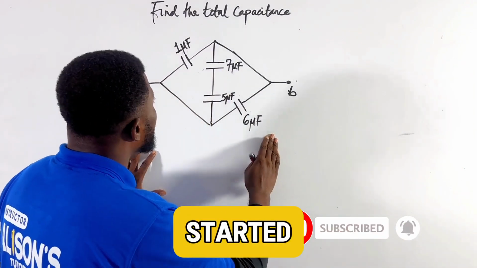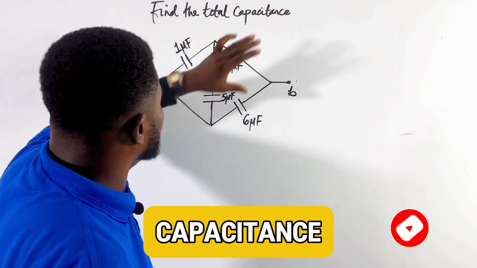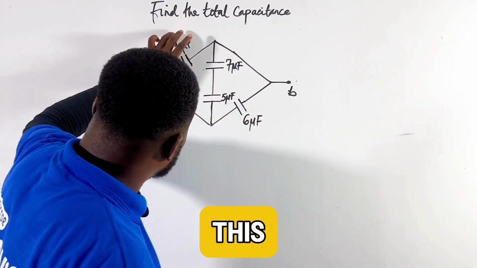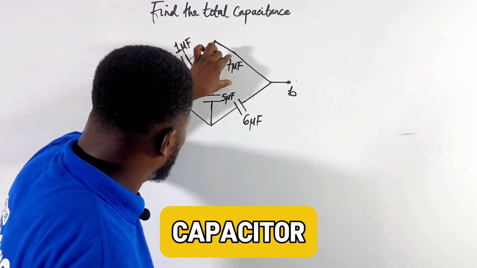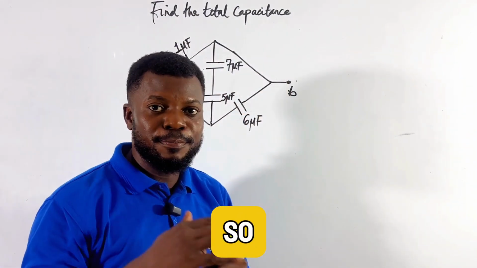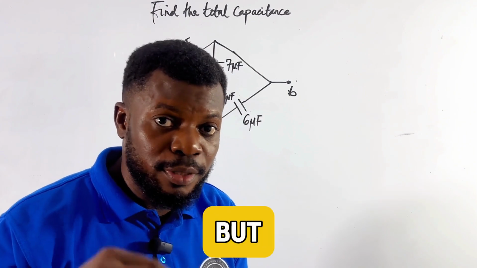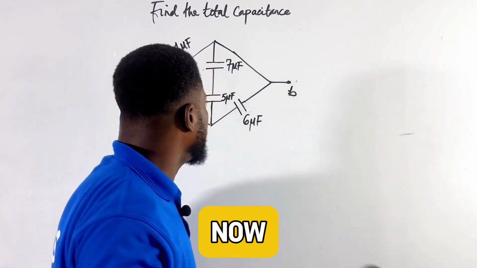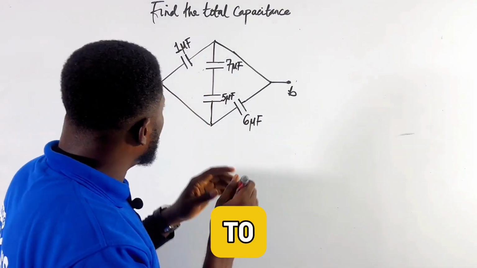Let's get started. We're asked to find the total capacitance amongst these capacitors. You can see these capacitors are connected randomly in this circuit. People always struggle with circuit problems, but I'm going to solve this right now. Let's get into it. Now, I want to label these things.